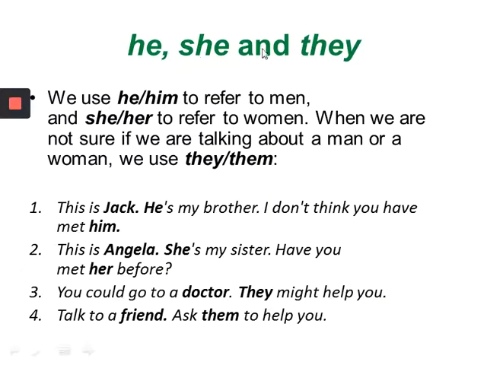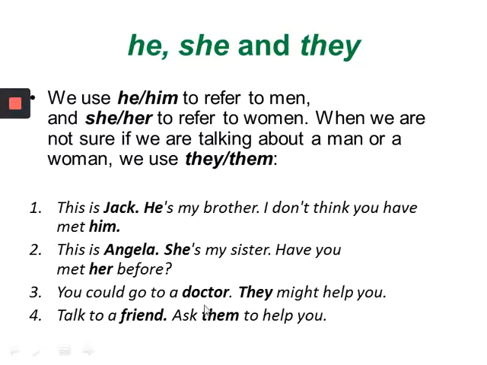Now, he, she, and they. We use he, him to refer to men and she, her to refer to women. When we are not sure if we are talking about a man or a woman, we use they or them. This is Jack. He's my brother. I don't think you have met him. This is Angela. She's my sister. Have you met her before?